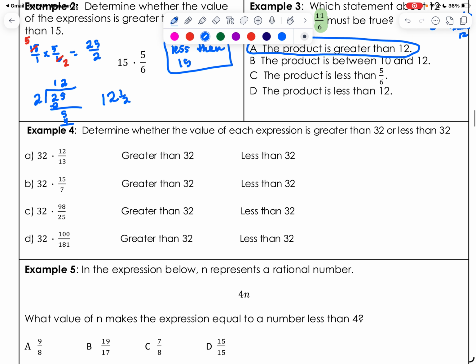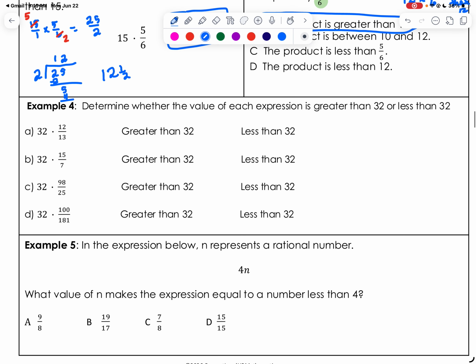All right, example 4. Determine whether the value of each expression is greater than 32 or less than 32. So in expression A, we have 32 times 12 over 13. So I want to look at this fraction and ask myself, is the value of 12/13 bigger than 1 or smaller than 1? Well, the value is smaller than 1. So my answer will be less than 32.